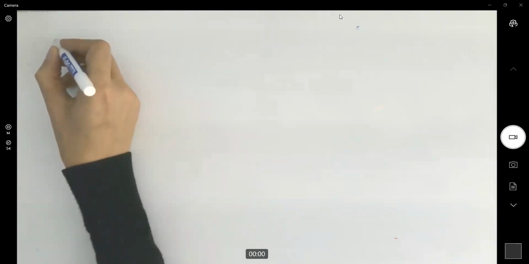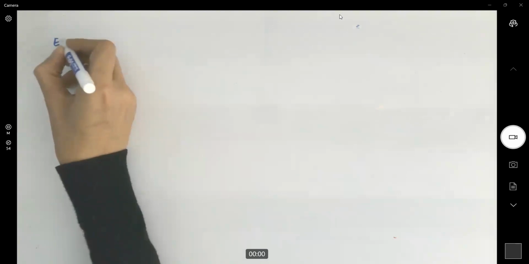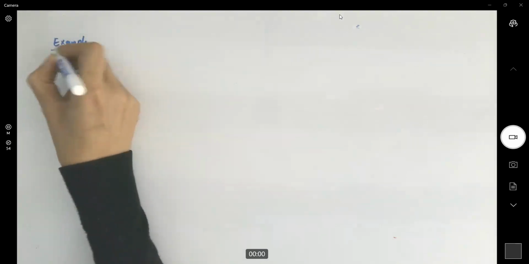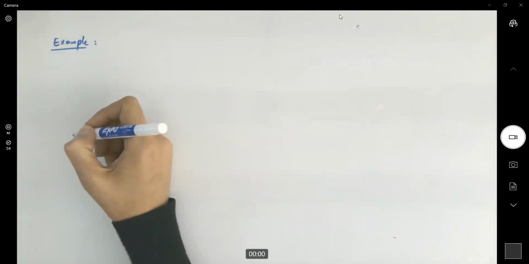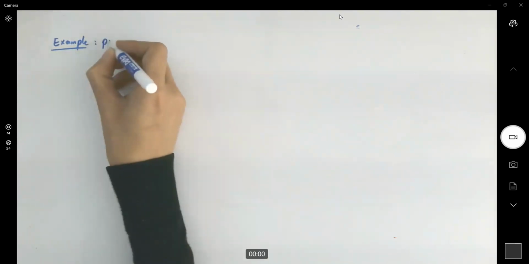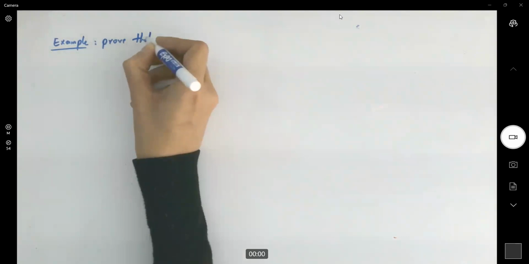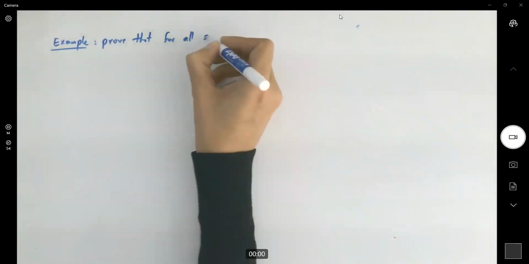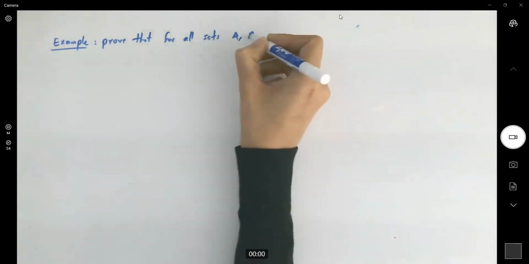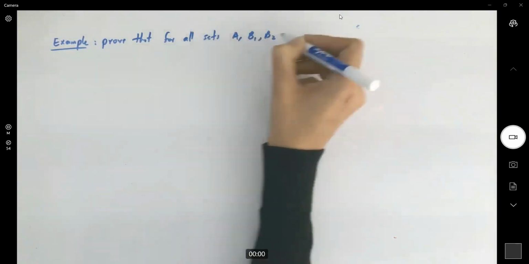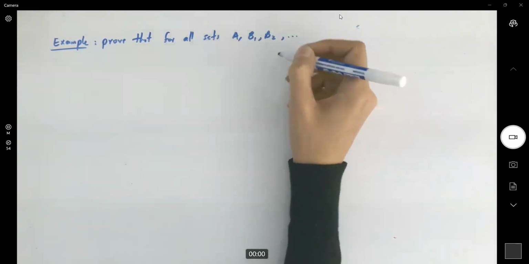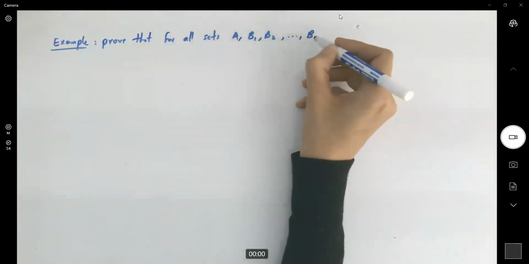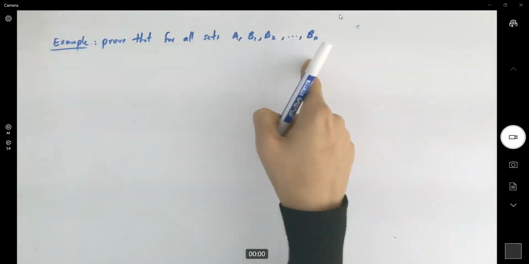Suppose you have index sets. I'm going to write down this example here, and we're going to prove that for all sets A, B1, B2, and the rest of the sets, we're going to stop at B sub n. So you have index sets.